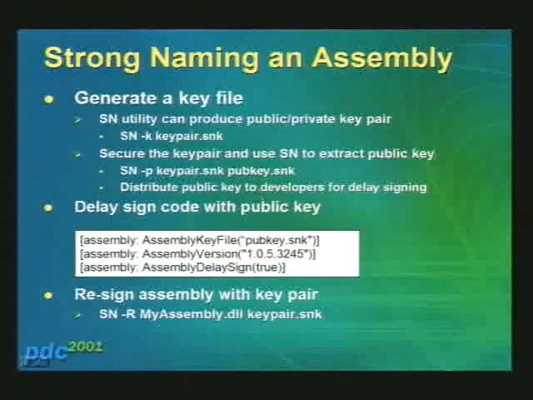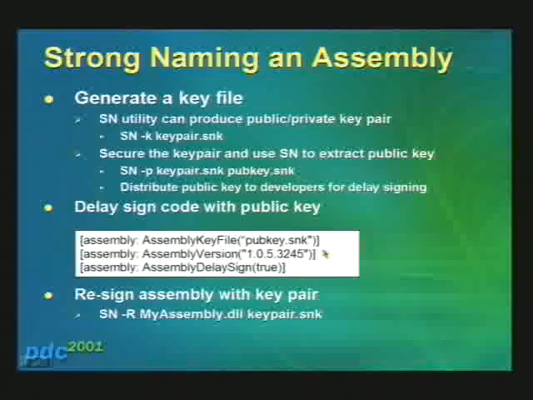You would give the public keys to your developers, and you would retain the public-private key pair separately in some vault or secure place. You then sign your assemblies by putting an attribute on the assembly, an assembly attribute. You can just say assembly key file and give it the name of the key file. That'll actually do the signing as you're compiling.